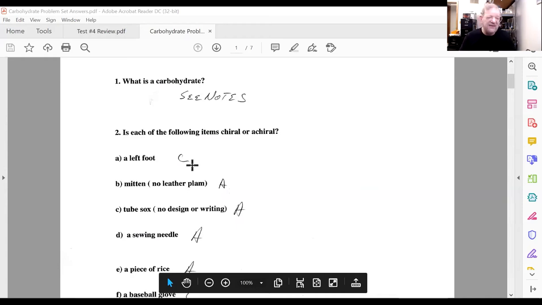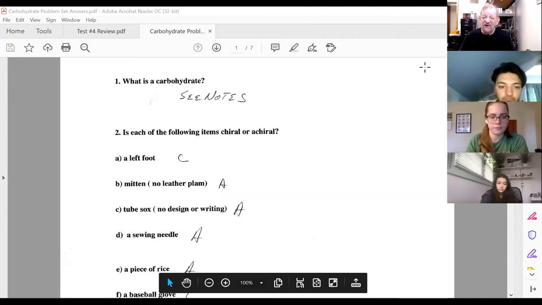But if you don't believe me, next time you're in front of a mirror, hold your left foot up and you'll see your right foot. Take your right and left feet. I'm not going to do it for you. No, I'm not going to show you my feet. I have socks and shoes on. But anyway, they're not superimposable like your hands. So your feet are chiral.